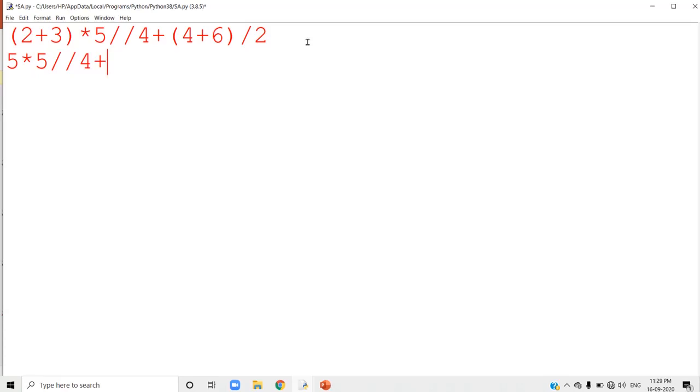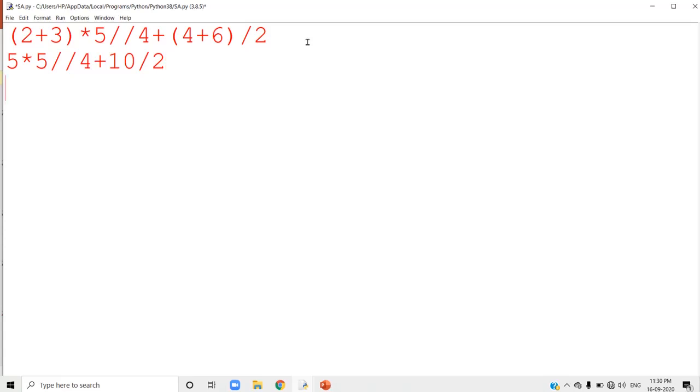Plus. The next bracket should be evaluated: 4 plus 6, I will get 10, division 2. See that I just evaluated both the brackets, wrote the evaluated value there, and the remaining expression as it is. I didn't make any other change. I didn't calculate anything else.